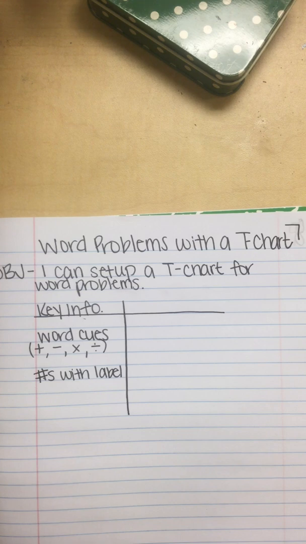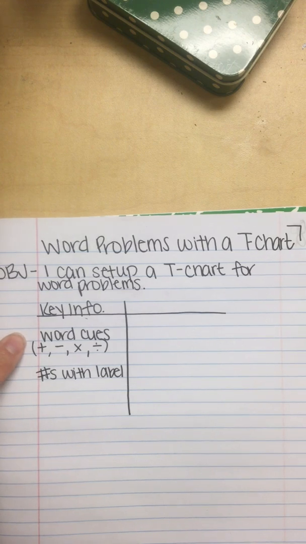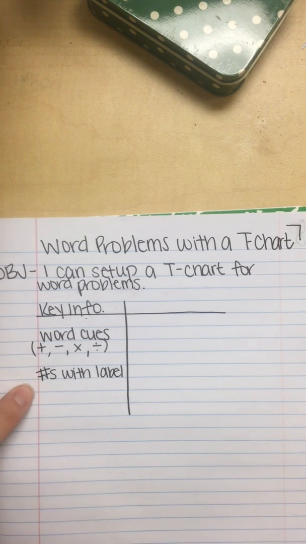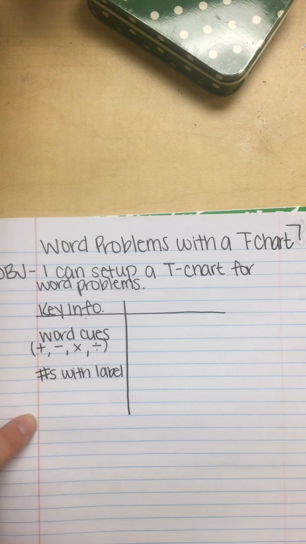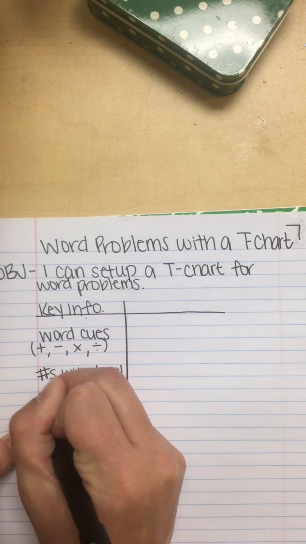solving it, okay? So we have word cues. That's going to tell us what operation we're doing. We have numbers with their label, okay? So you could have a couple numbers here with their label. And then the last thing I want to add here is the question.